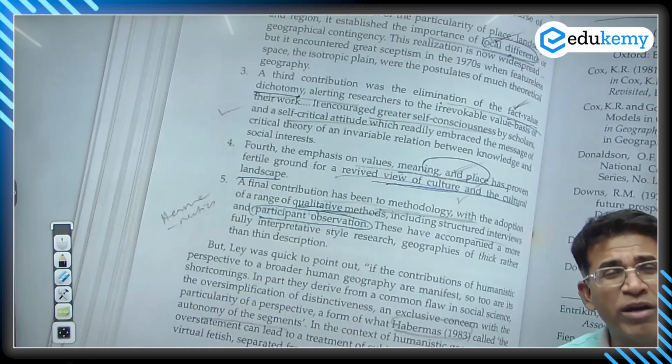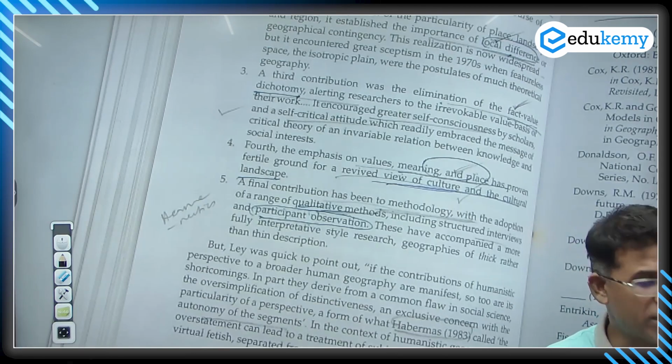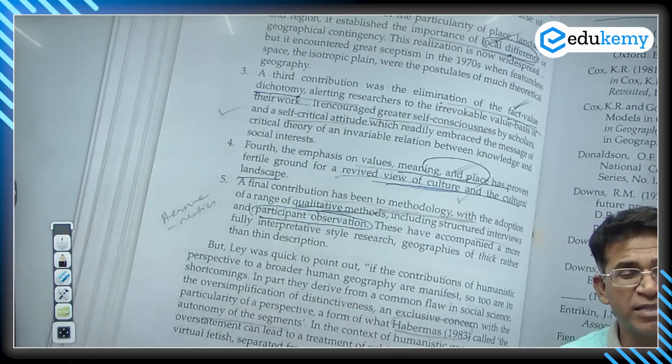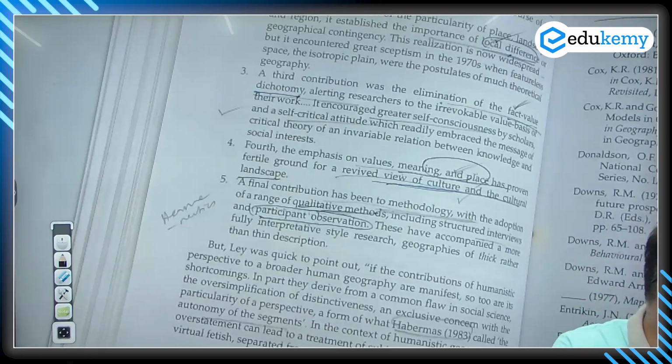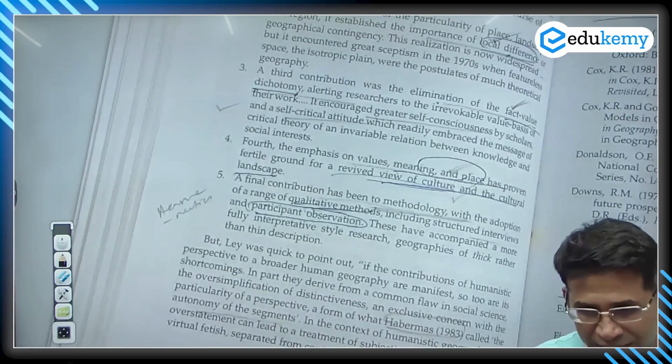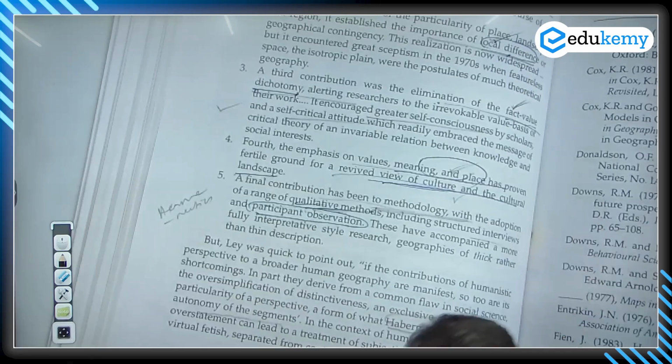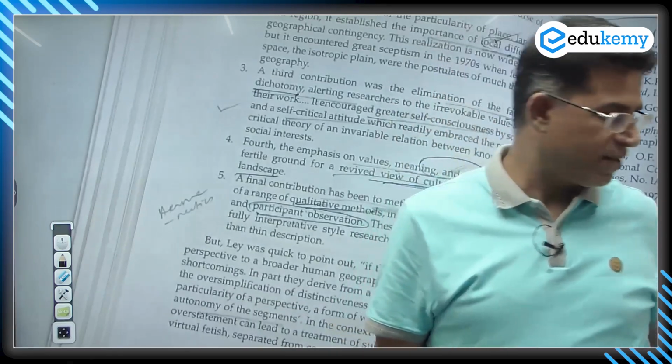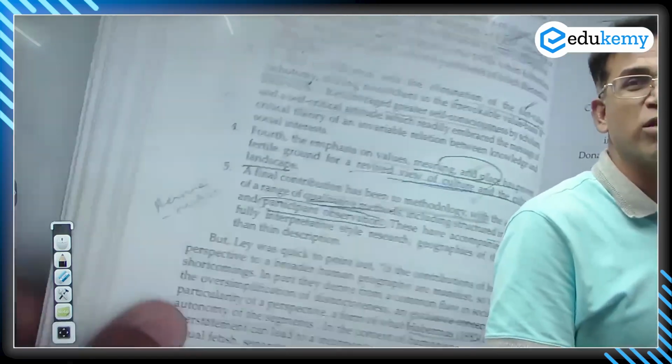Only then can you know what Indians are. So the new method it encouraged was participant observation. Okay, so this much is fine. So that's the next topic I've taken care of. I've taken two topics now: what is behavioral matrix, and what are the contributions of humanistic geography?